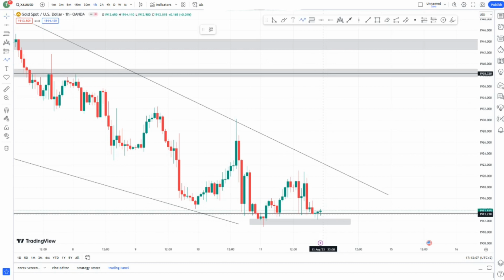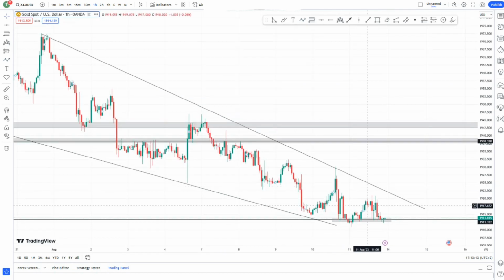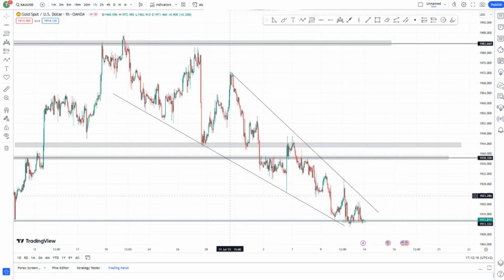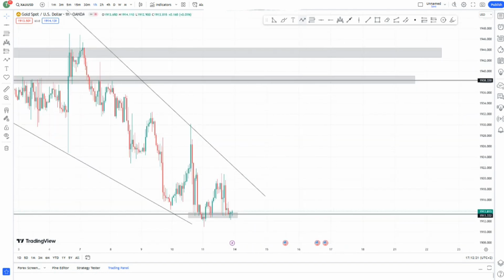I'm not saying that it doesn't work, it does, but usually it is the one that is manipulated the most. So you can see the pattern that's formed right there, and we have our nice key level from the 4 hour time frame right there. So what I'm anticipating right here is an upwards movement. That's what I'm anticipating in gold.